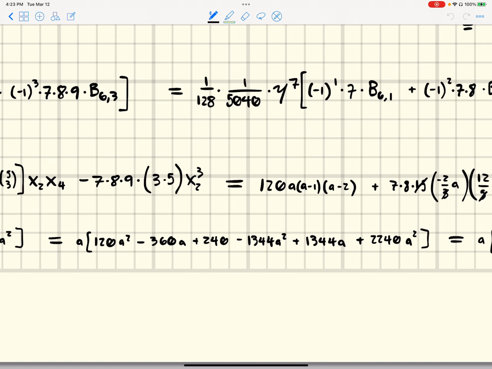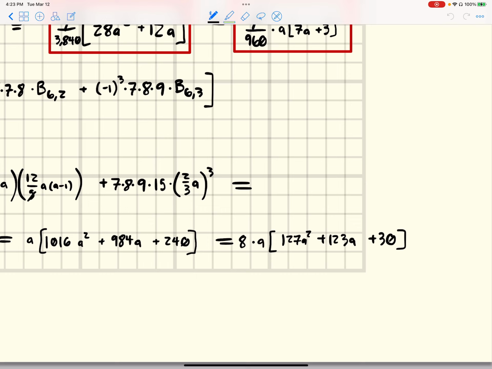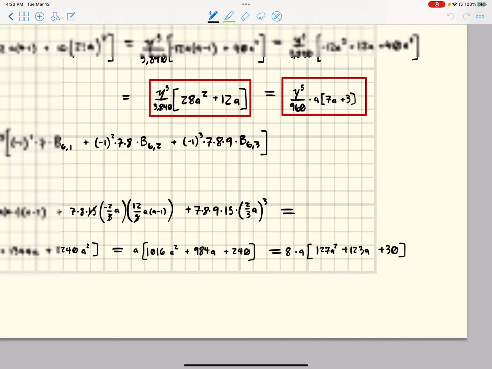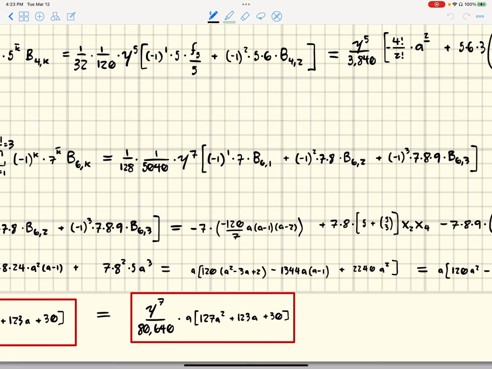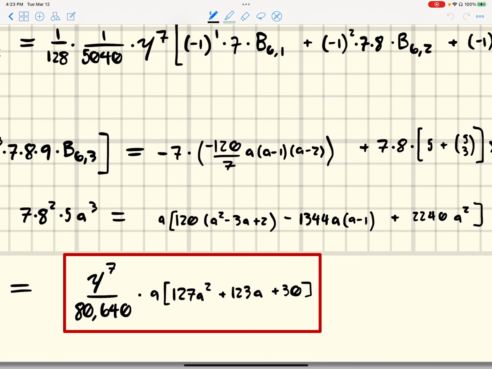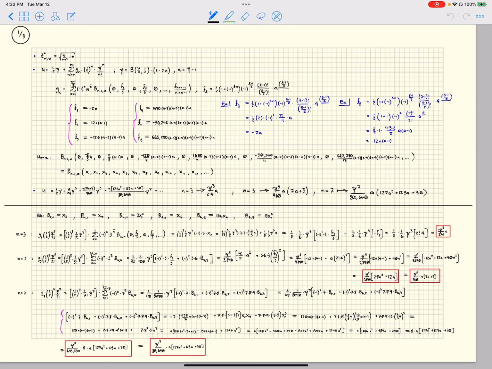whose coefficients match the coefficients we computed in our triangle, those Dominici coefficients, 127, 123, 30. Which means, when you put it all together, you're going to get this answer for that n equals 7 term. So I just wanted to show how you get there.